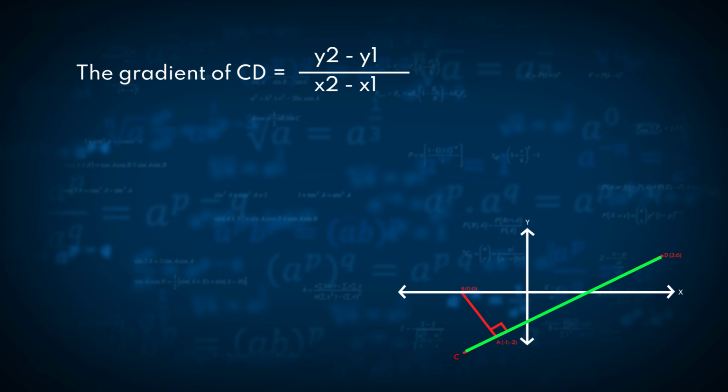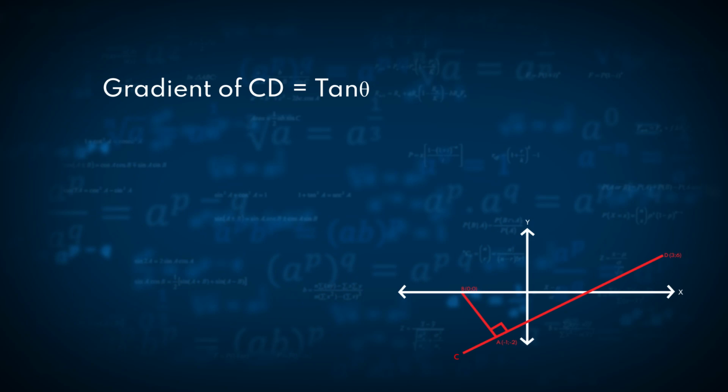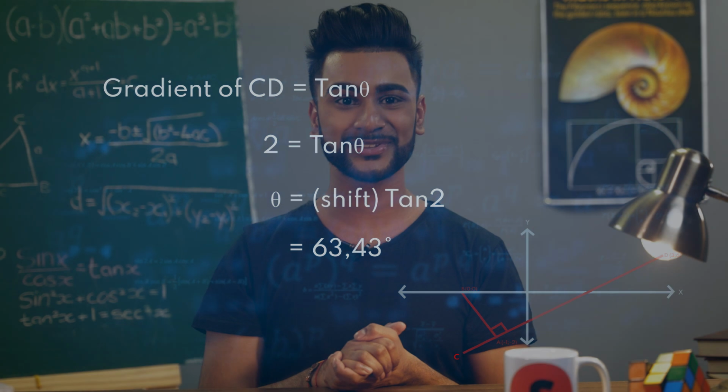Which means we can now find the gradient of line CD, which is the gradient of CD equals y2 minus y1 over x2 minus x1. And that will be the gradient of CD equals (6 minus -10) over (3 minus -5). Therefore, the gradient of CD equals 2. Now that we have the gradient, we can finally calculate the angle of inclination of line CD. And this will be the gradient of CD equals tan theta, which is 2 equals tan theta. And theta equals shift tan 2, which is 63.43 degrees.